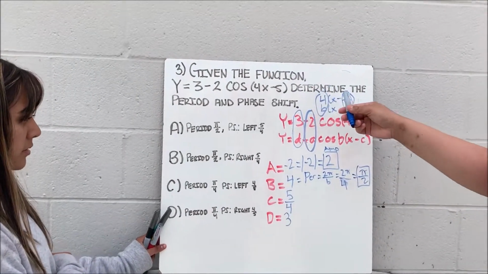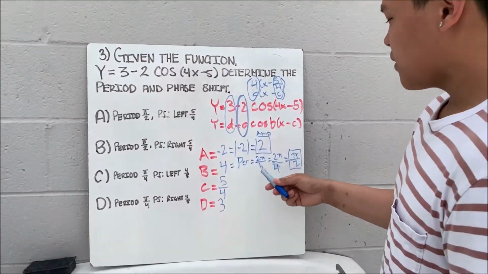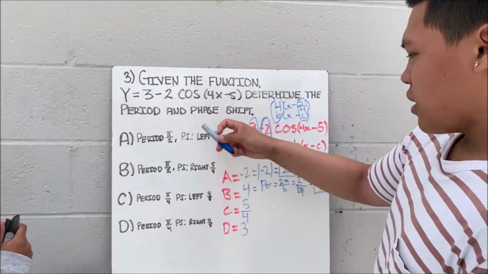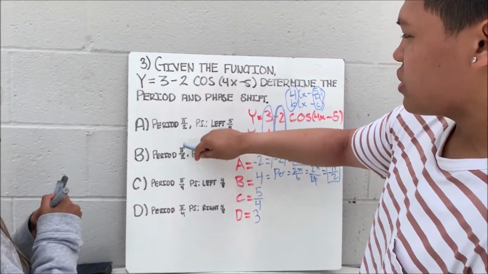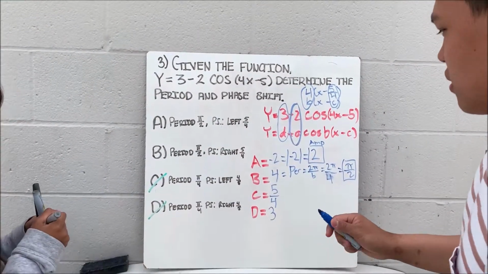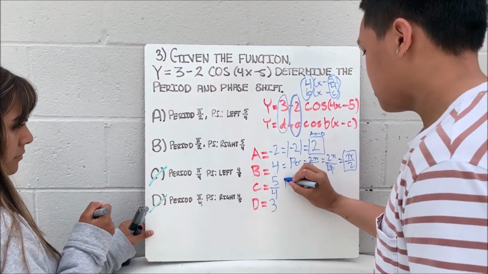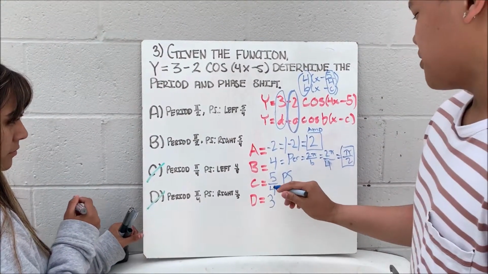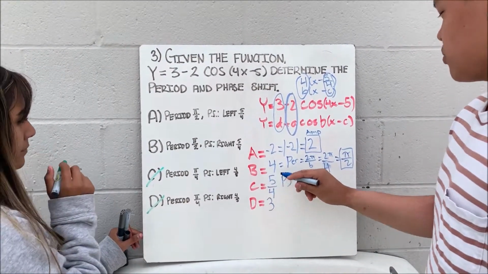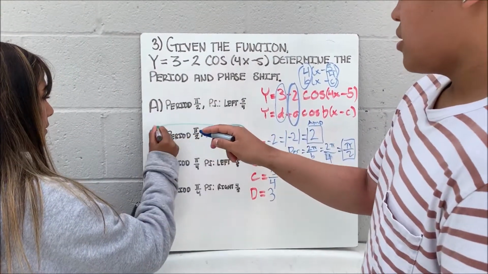So for the question, we're supposed to determine the period and the phase shift. And the period would be pi over 2. And for the phase shift, c is the phase shift. And since it's positive, we move to the right.